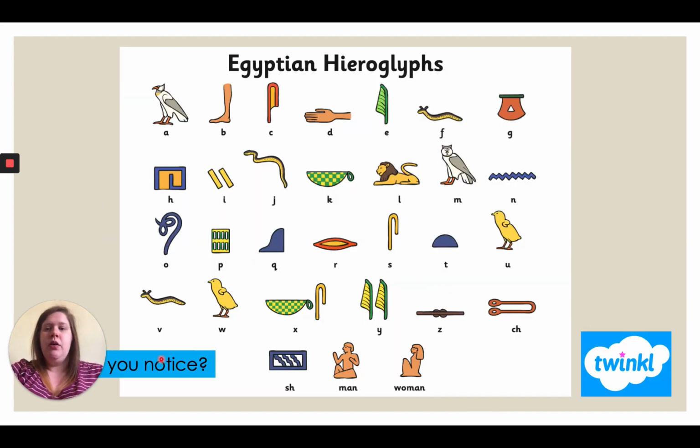So, I want you to have a look at this sheet. What do you notice? Okay, there's a couple of things I notice. I notice that U and W are the same. So that might become quite difficult when you are writing. I noticed that there's a ch hieroglyph and a sh hieroglyph and a hieroglyph for man and woman. I wonder why that is. I wonder if any of you guys know.